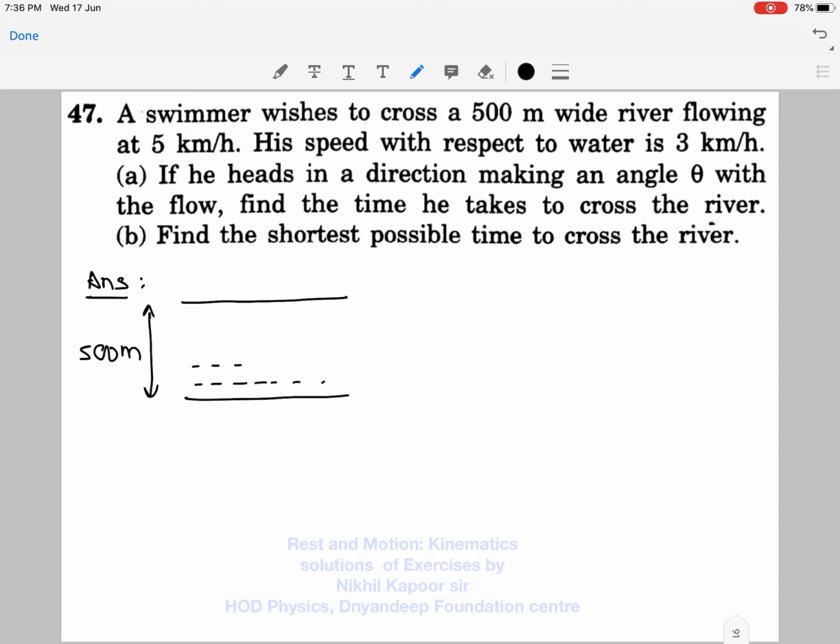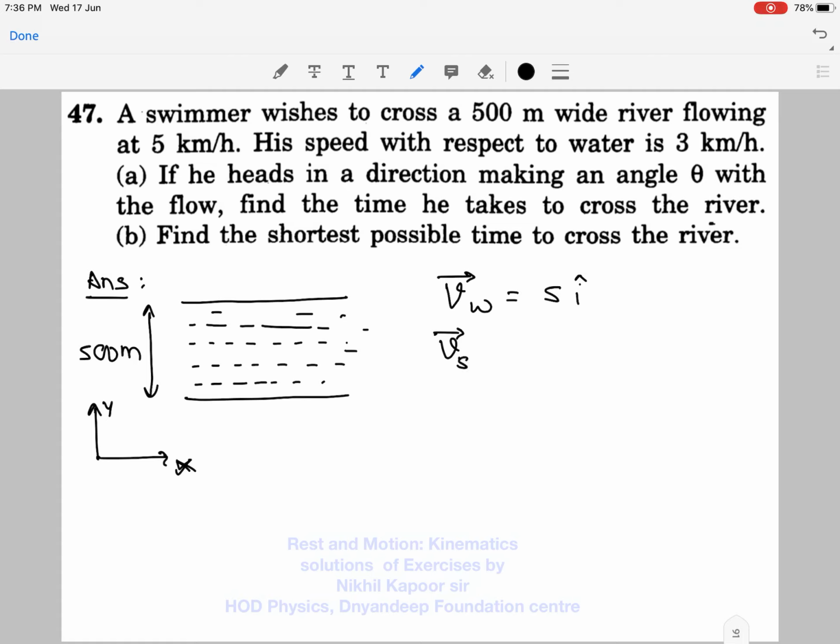And say this is the river water, and this river water is flowing with some speed which is given. So the velocity of river water is 5 kilometer per hour in i cap direction. Let us suppose I have taken along the river as x-axis and perpendicular to the river as y-axis in the plane of water. So that's why I have taken 5 i cap.